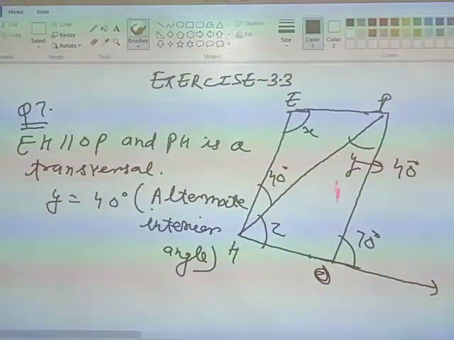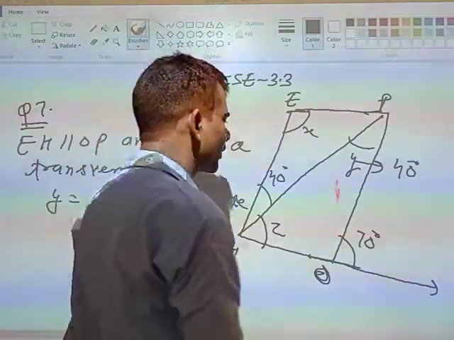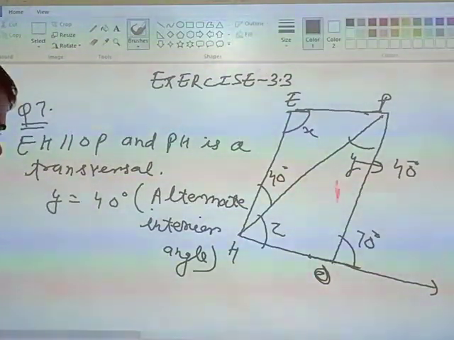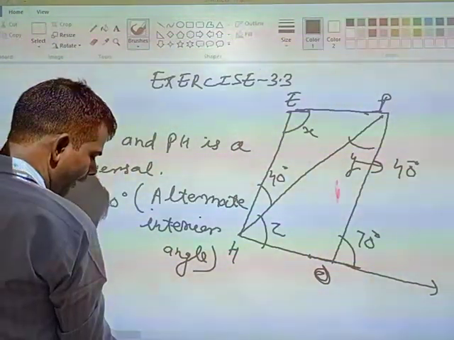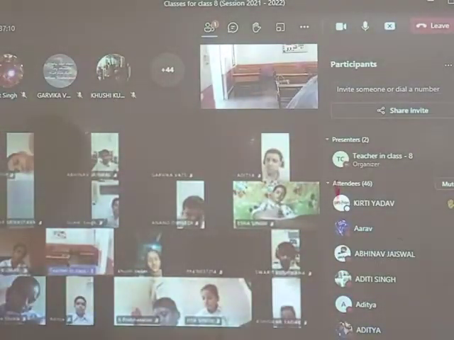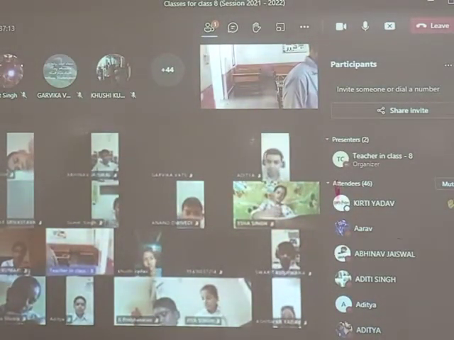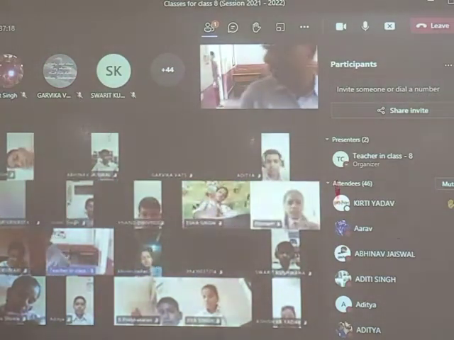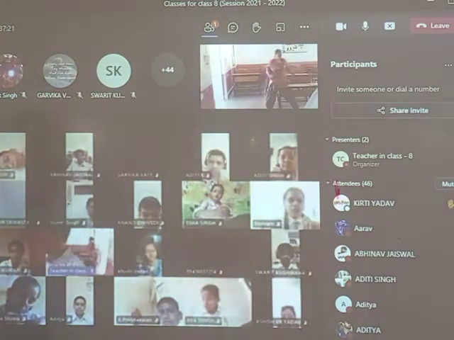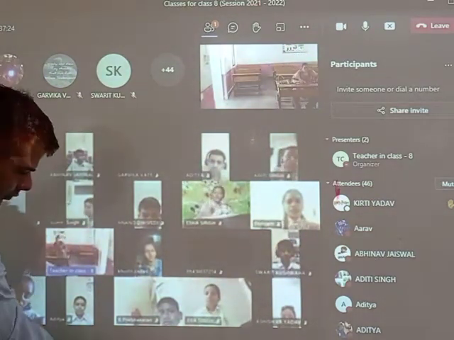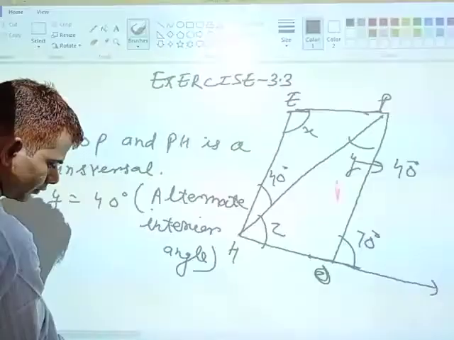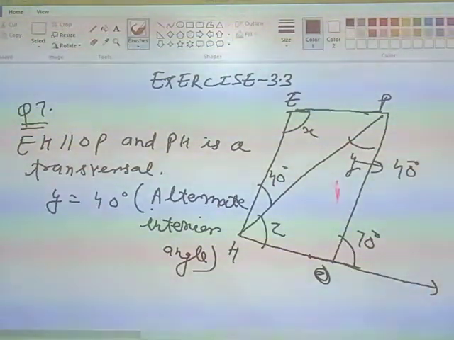Can we apply the exterior angle property of a triangle? Students, can we apply the exterior angle property of a triangle? What is the exterior angle property of a triangle? No, students. Your exterior angle property of a triangle is as follows.